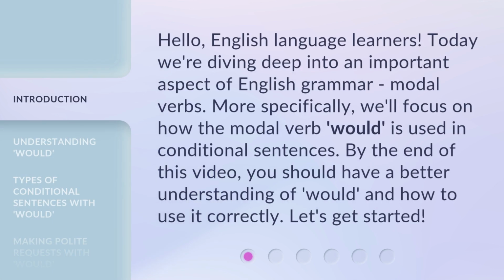Hello, English language learners. Today we're diving deep into an important aspect of English grammar, modal verbs. More specifically, we'll focus on how the modal verb "would" is used in conditional sentences. By the end of this video, you should have a better understanding of "would" and how to use it correctly. Let's get started.